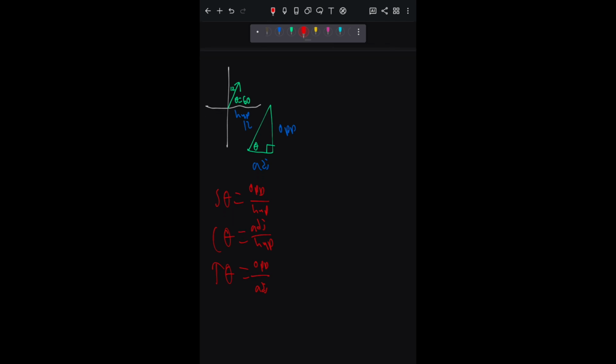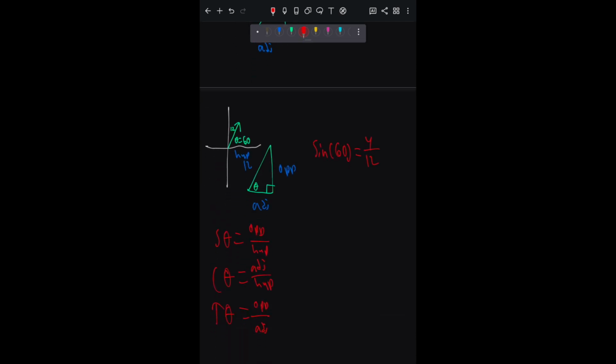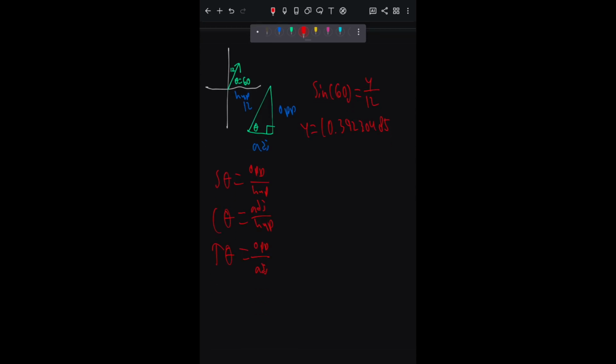Okay, we know the hypotenuse is 12, so sine of 60 is equal to y over 12. What is sine of 60? Times 12. All right, there you go. That's it. I got the sine of 60, I multiplied it by 12, and that's it. You multiply it by 12 because that's how you cancel out the y over 12.